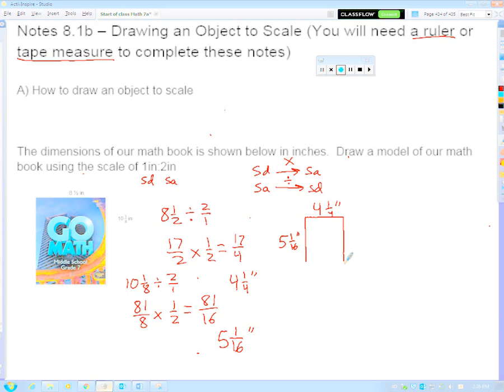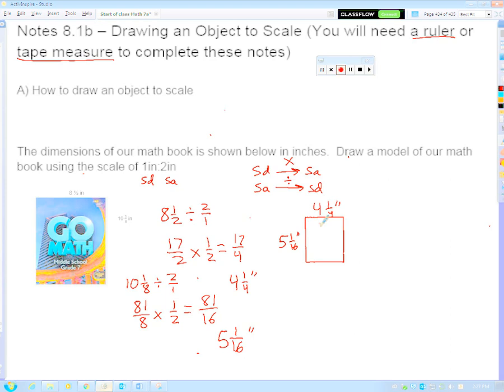Okay, 5 1/16. Now I just can connect these two using my ruler again. And there's the actual scale drawing of our math book. Alright? That's the only example I have for you guys, because it's really not that difficult of a concept. It just takes practice drawing this.